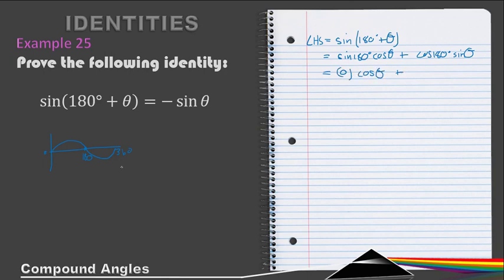Then for cos 180, if I draw the cos graph, it looks like this, where this goes up to 1, this is down to minus 1, and here we have 360 degrees. Half of 360 degrees is over here, which is 180. So cos 180 is equal to minus 1. So here we have minus 1 sine theta. Alright, so 0 times anything is 0. And then minus 1 times sine theta gives me minus sine theta, which is equal to the right-hand side.